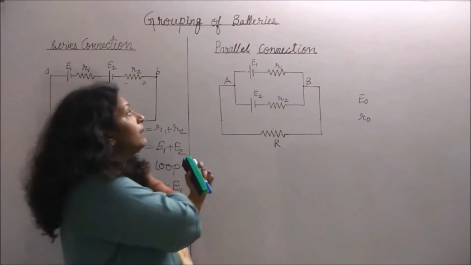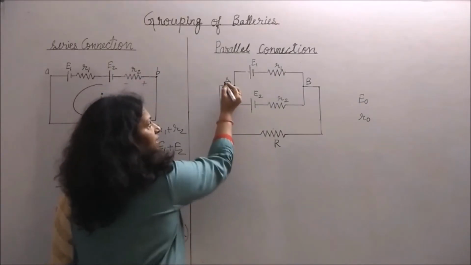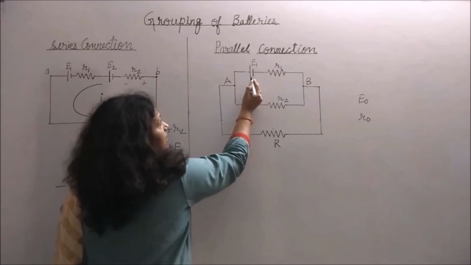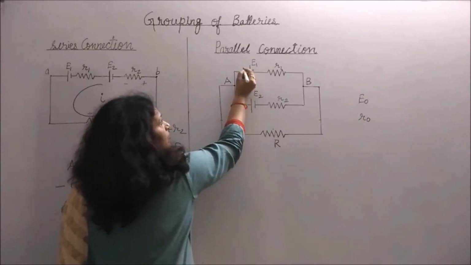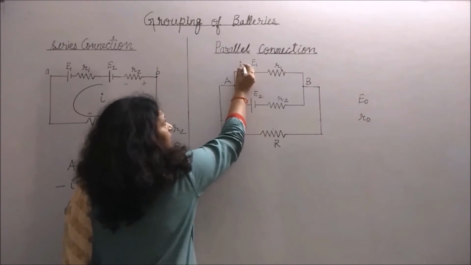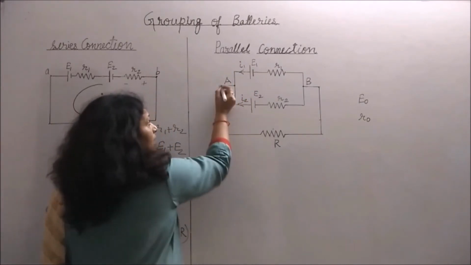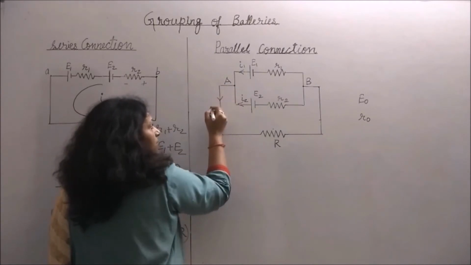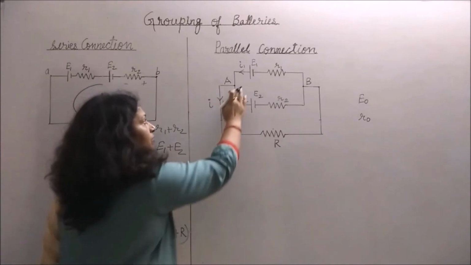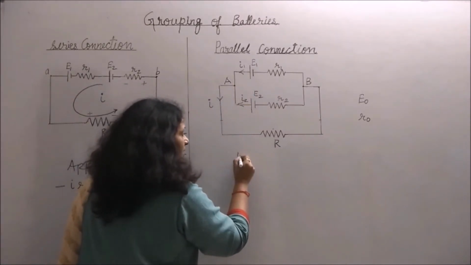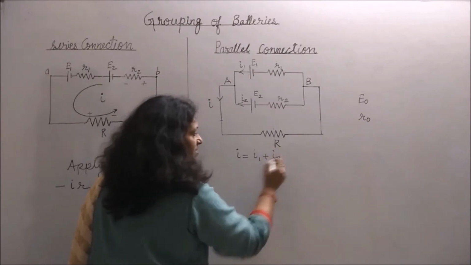Now we come to the parallel connection of the batteries. First assume the direction of current. Suppose because of these two batteries, two currents are emerging. One of them is I1 and another is I2. Okay. In the outer loop, a current is flowing, suppose it is I. So we can say here that our I is nothing but summation of I1 plus I2.